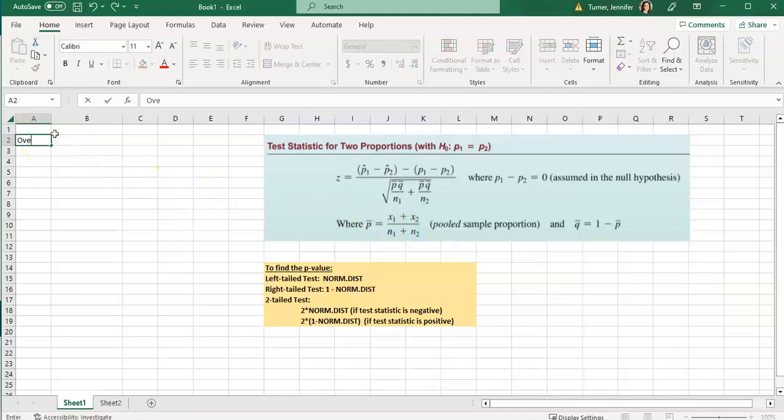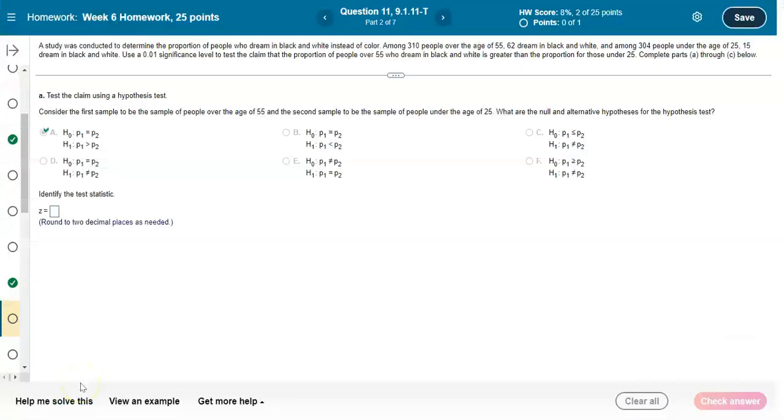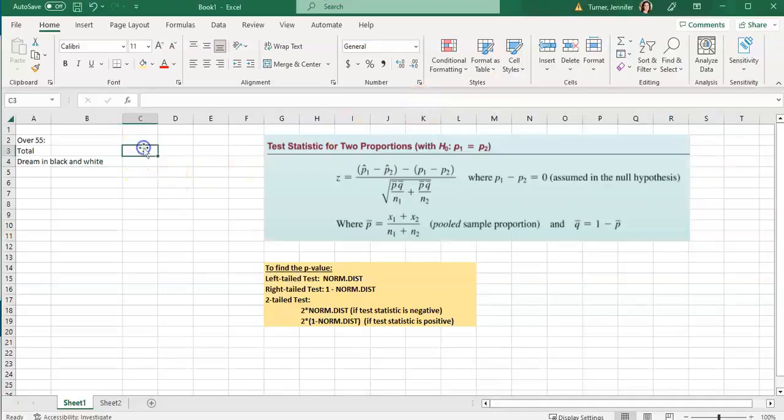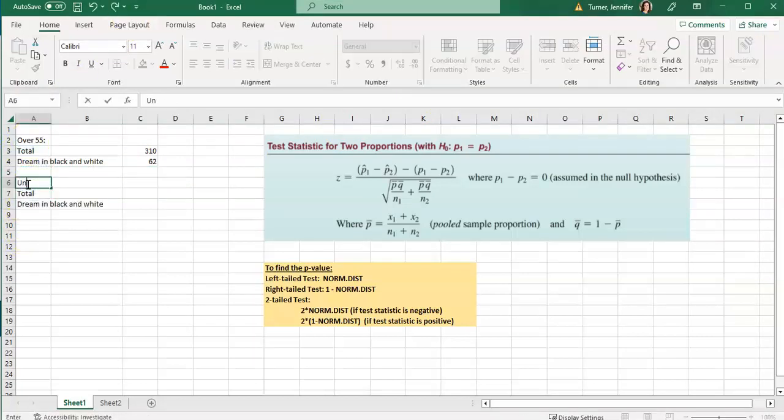So this is going to be for the over 55 group. So in the over 55 group, we had a total number of people, and we had the people who dreamt in black and white. So going back to our question, the total number of people in that group was 310, and of them, the number that dreamt in black and white was 62. So let's just fill those in. So this was 310, and this was 62. Likewise, let me just copy this, and I'll just change this to under 25.